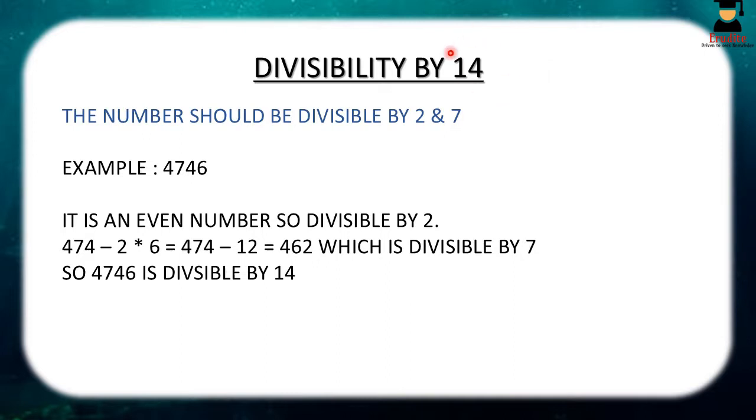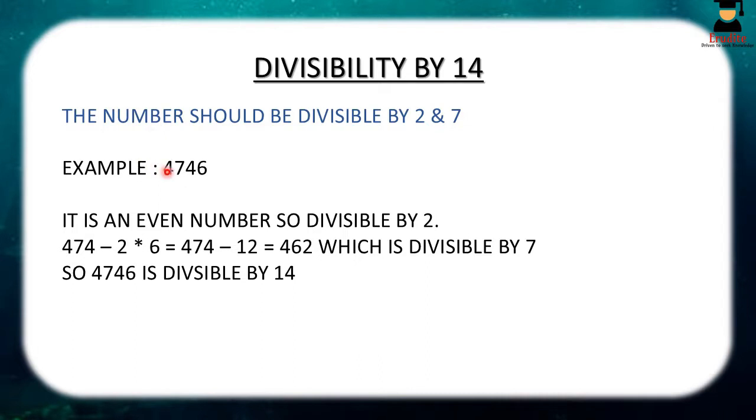Now for divisibility by 14, again 14 can be expressed as the product of 2 co-prime numbers, 2 and 7. So for my number to be divisible by 14, it has to be divisible by 2 and 7 as well. For divisibility by 2, we already discussed the number has to be an even number. For 7, what you need to do is take 2 times the last digit and subtract it from the rest.